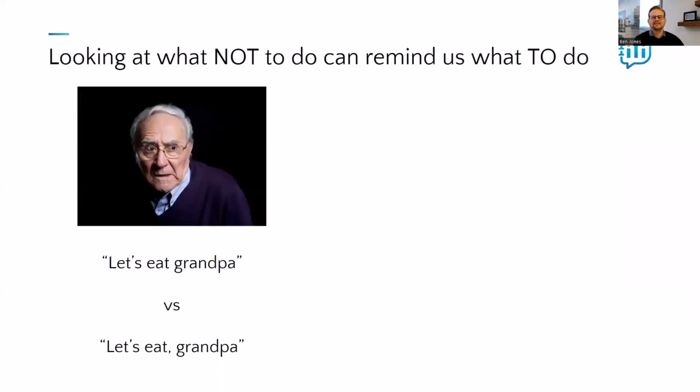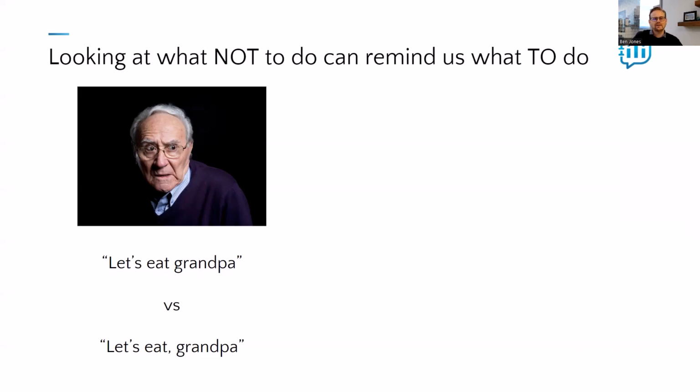Here's something kind of silly and lighthearted to begin with. So a lot of learning what to do can be informed by seeing examples that show us what not to do. And sometimes it can be very small details. For example, the difference between these two sentences would give a very different reaction, perhaps, by your grandfather. Let's eat grandpa, or let's eat, comma, grandpa. Those are totally different sentences with very different meanings.